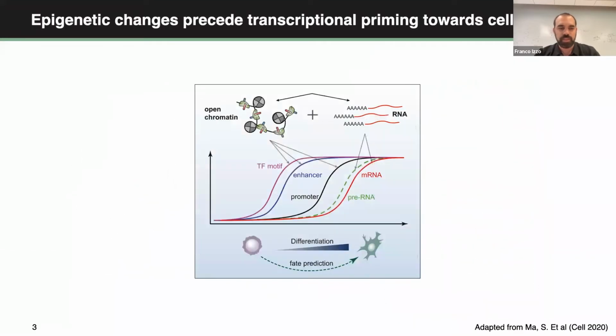Now, in addition, it has been shown that these changes in chromatin accessibility profiles actually precede the transcriptional changes that lead to differentiation and specification of cellular fates. And therefore, cell identities and differentiation stages can be readily identified through chromatin accessibility profiles.